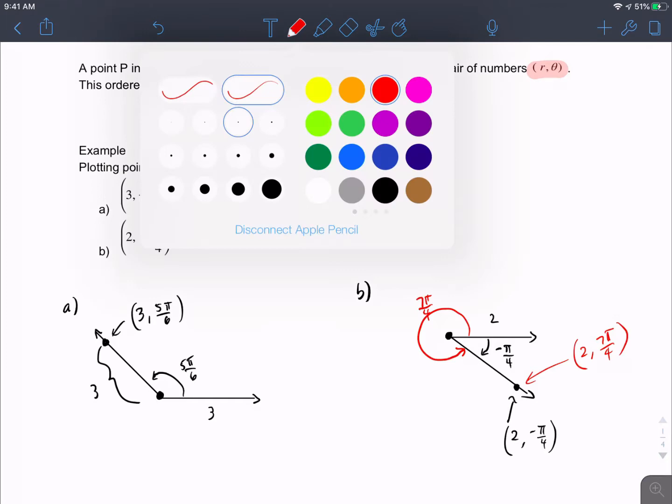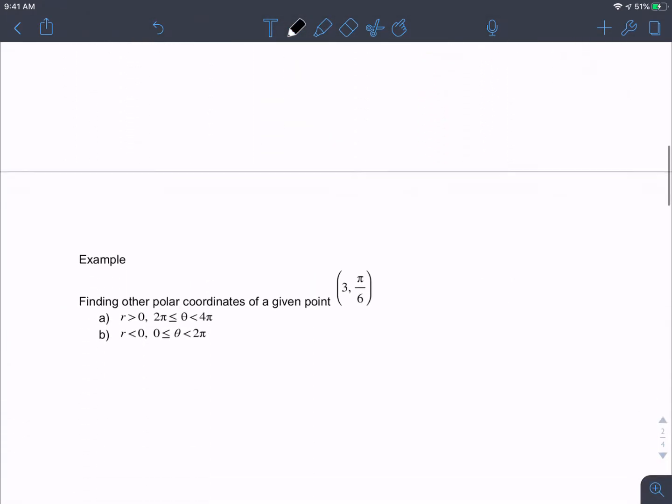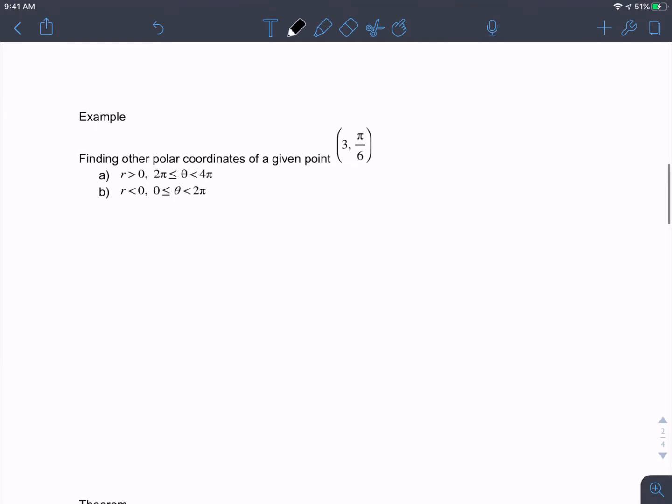All right, let's do another example. Here we're given a little bit more information. Again, 3 is the radius and pi over 6 is our angle. But one thing I want you to notice in this problem is in A, we're restricted to a full rotation, so we're going from 2 pi to 4 pi.